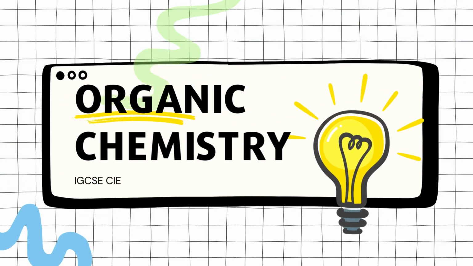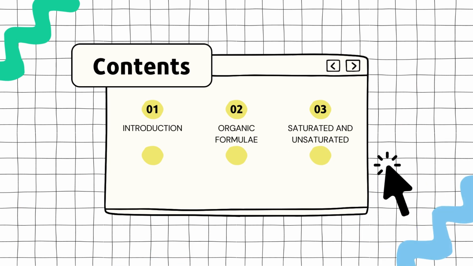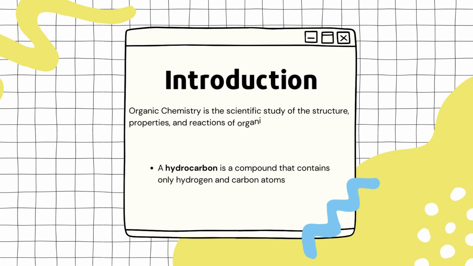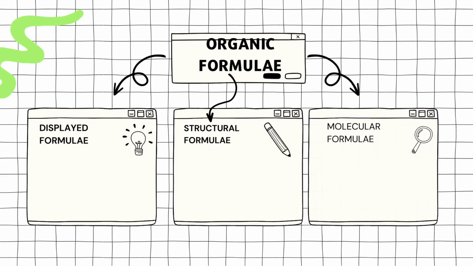IGCSE Organic Chemistry. We're going to look at the following: Introduction, Organic Formulae, Saturated and Unsaturated Organic Compounds. Organic chemistry is a scientific study of the structure, properties, and reaction of organic compounds. Organic compounds are those which contain carbon. However, carbon dioxide is not considered an organic compound. Hydrocarbons are organic compounds that contain only hydrogen and carbon forming the compound.